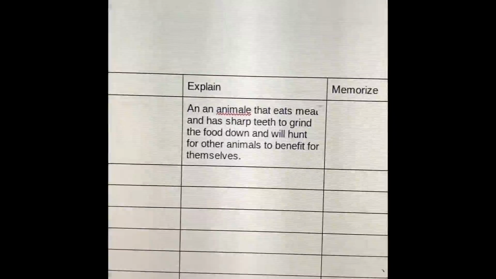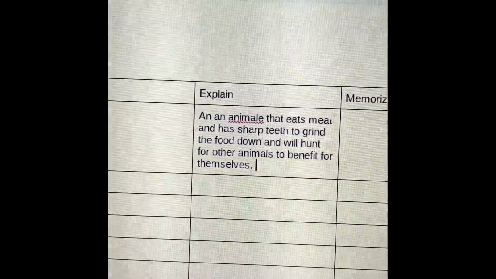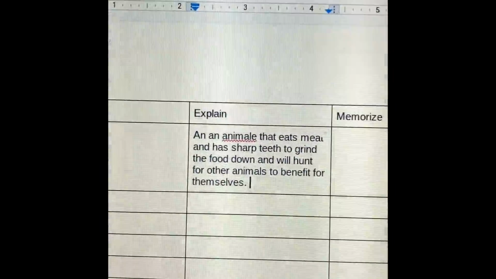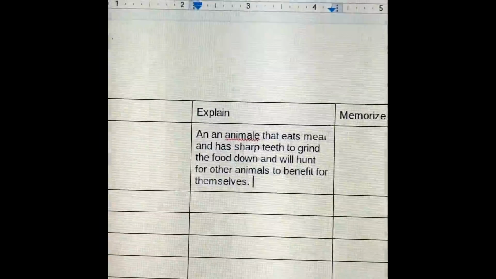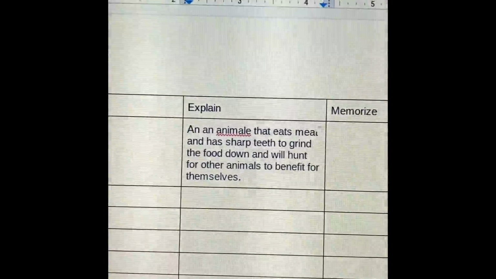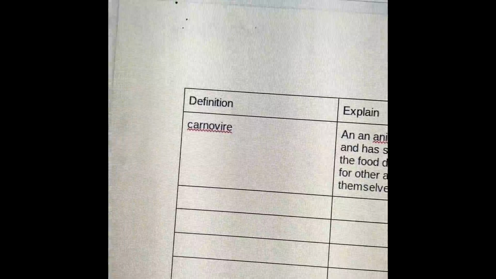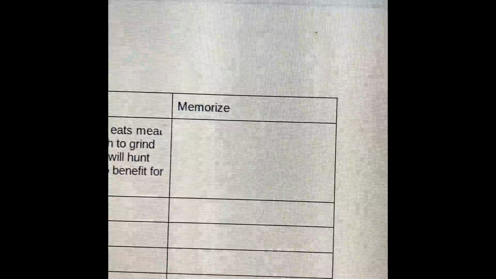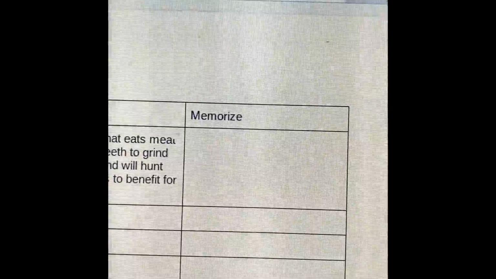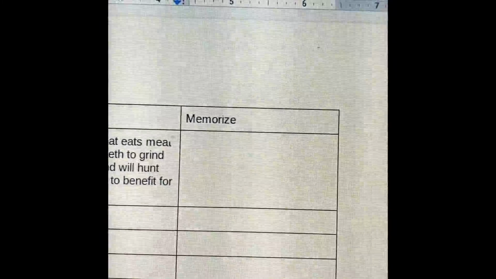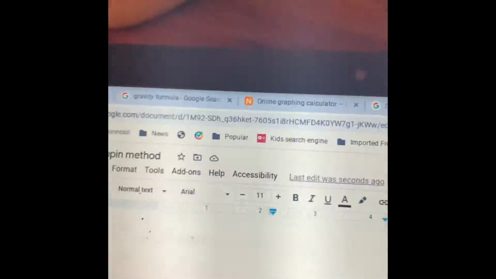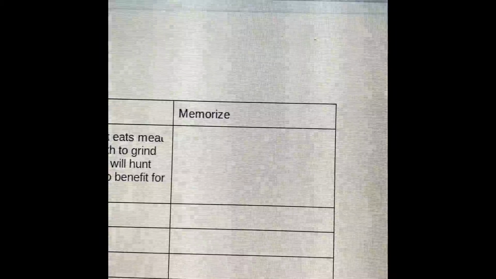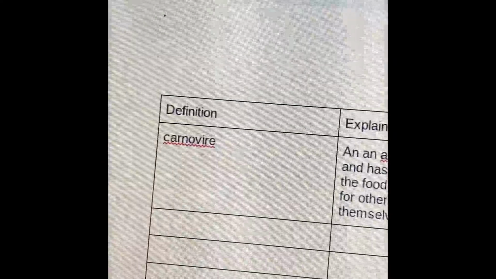In the explain part, you don't want to do a lot of writing because the teacher is going to move on and you may fall behind. So when you're doing the explain part, you might want to write a little summary of what a carnivore is, for example. Now we have to memorize something. The memorize is what we can remember about a carnivore. So we can look up an animal on the internet and draw a picture in, or insert a picture in, that can help us memorize what a carnivore is.